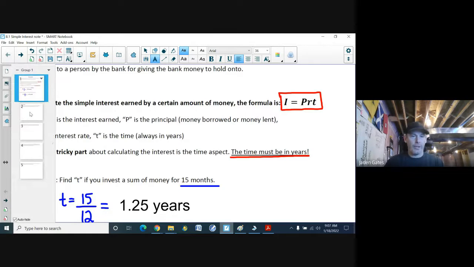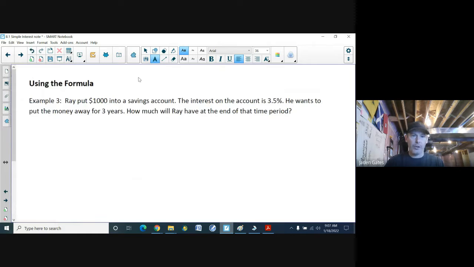All right, now let's see here. Example 3, we're actually going to use our formula. Let me write it down here. I is equal to PRT. Put some spaces in there. There we go. Okay, so example 3. Ray puts $1,000 into a savings account. The interest on the account is 3.5%. He wants to put the money away for 3 years. How much will Ray have at the end of the time period? All right, so how much will he earn?